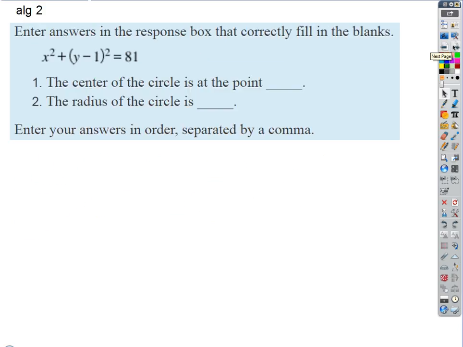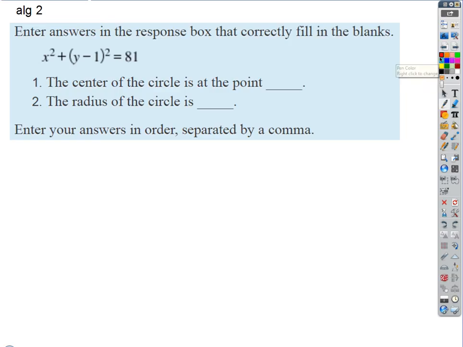Okay, here's an example, this is just only for the Algebra 2 class, not the honors class. So now we're going to try some little different type of problem on the problem set. We're trying to identify the center and the radius of the circle. Well, this is given to us.